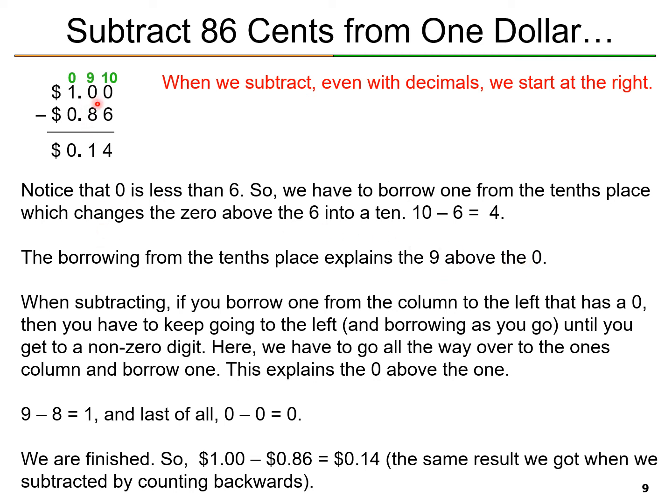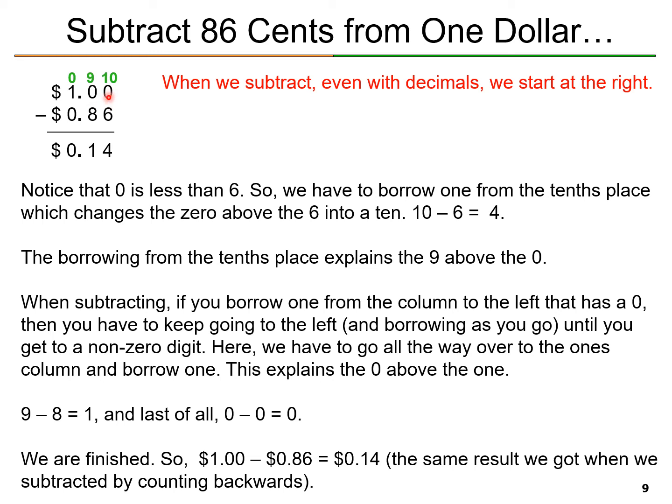Okay, so now when subtracting, if you borrow 1 from the column to the left and that left column has a 0, like right here, so we borrowed 1 from the tenths place, but there's a 0 here, you have to keep going to the left until you get to a non-zero digit. So we have to go way over here and borrow 1 for the tenths place so that we can borrow 1 for the hundredths place.